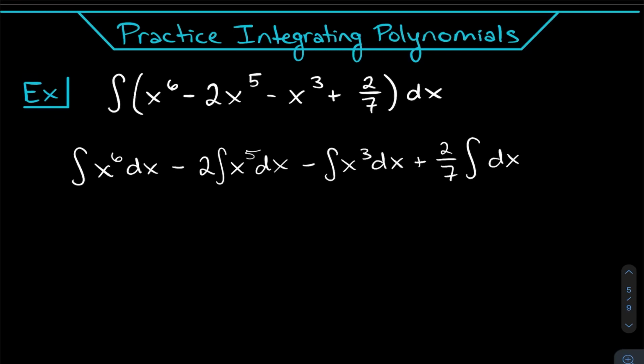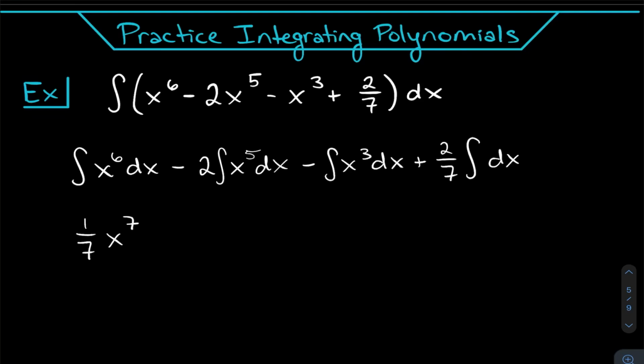So that's great. Now we can integrate. So let's start off with this x to the 6th. Integrating x to the 6th is not going to be that bad, okay? We're just going to raise the power by 1 from 6 to a 7, and then we bring that power out front and we flip it. So instead of a 7, we get a 1 over 7.